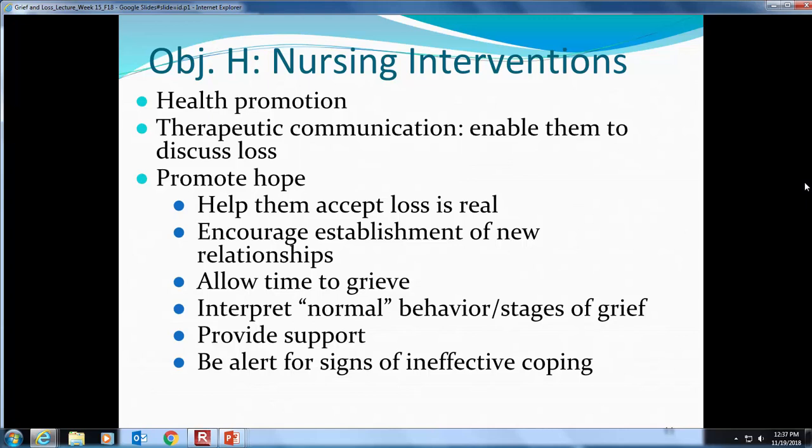Encourage them to express their feelings and work through them. Encourage effective coping skills such as support groups, and watch for ineffective coping such as alcohol and drug use, as well as poor nutrition.